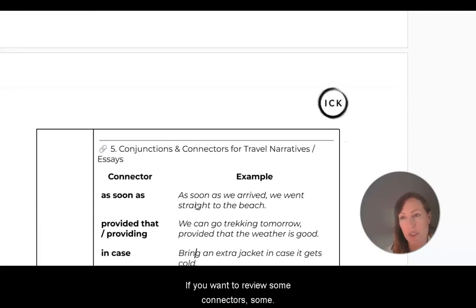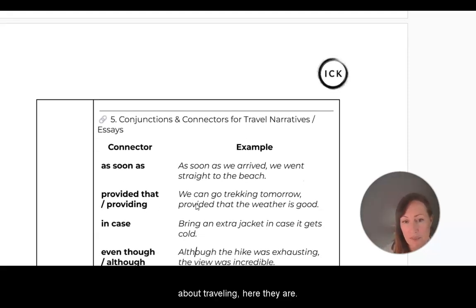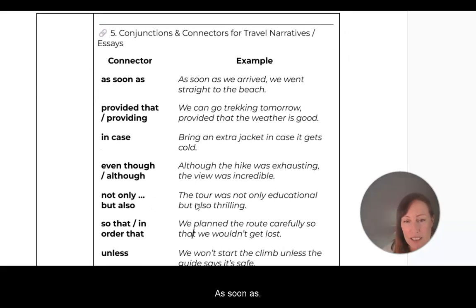If you want to review some connectors, some linkers for speaking about traveling or writing about traveling, here they are. As soon as we arrive, we went to the beach. Provided that, or providing, or as long as as well. Siempre que. Provided that the weather is good, we can go trekking. Providing the weather is good, we can go trekking. Or as long as the weather is good, we can go trekking.